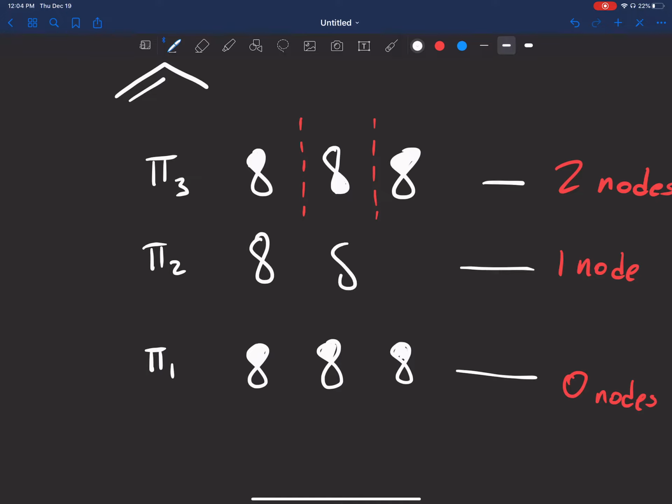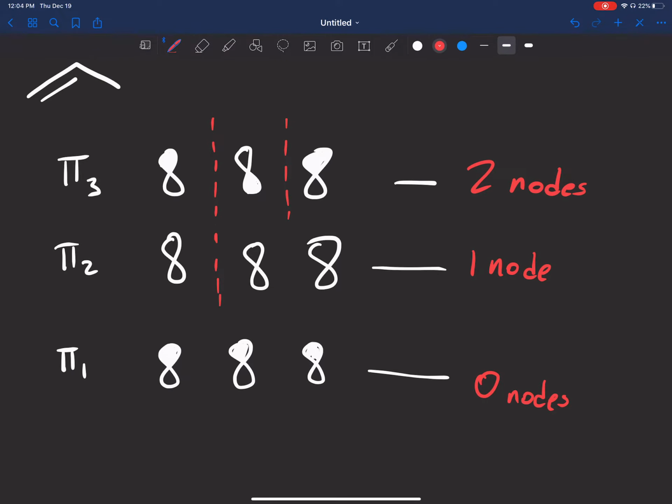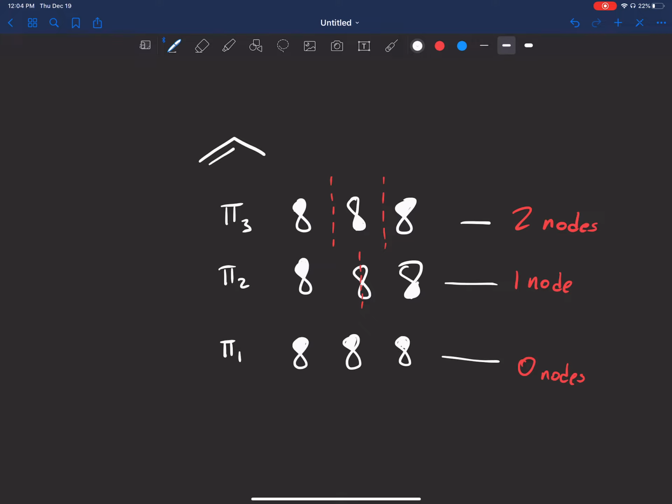So let's draw pi 2. Now we need to put 1 node. Again, we need to keep it symmetrical, so I can't put it there, and I can't put it there. This is going to be a case where we put it through the middle of the orbital. And now we're going to fill this one in white at the top, this one in white at the bottom. So you see that the orbitals are actually the same as for the cation, the radical is the same as the cation, right? The difference between these is going to be in how we distribute the electrons.